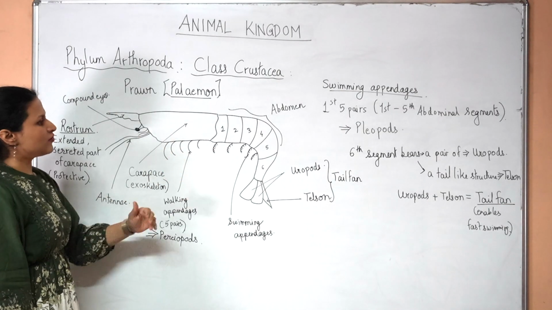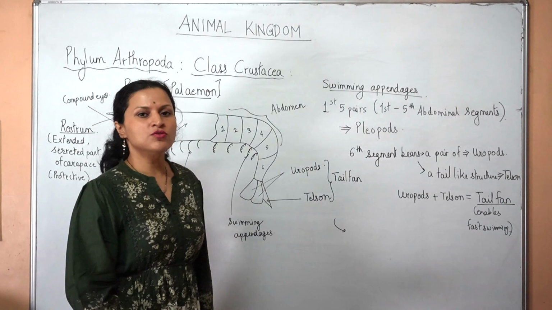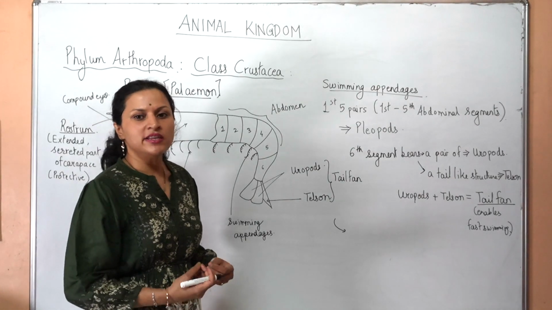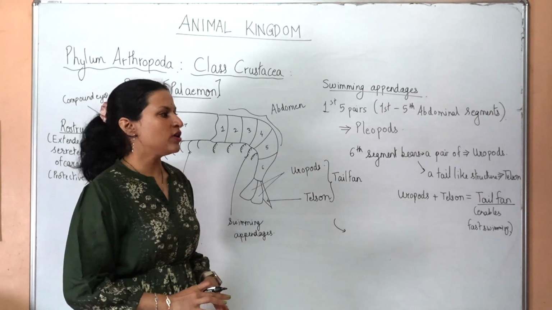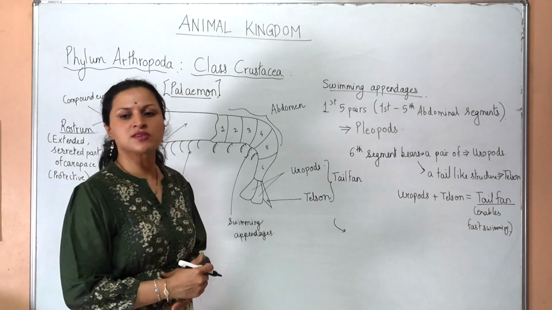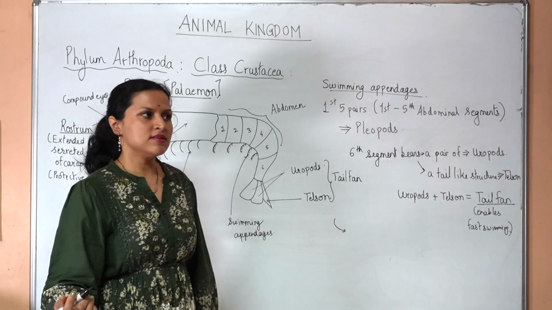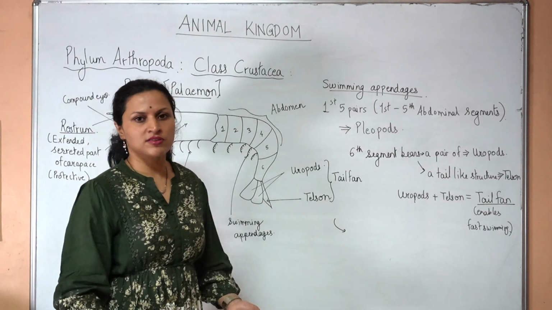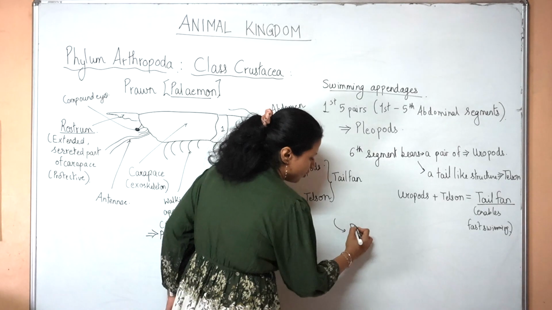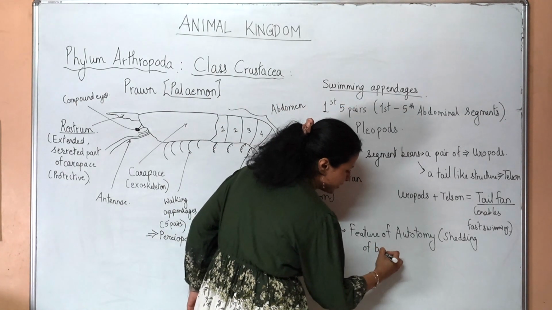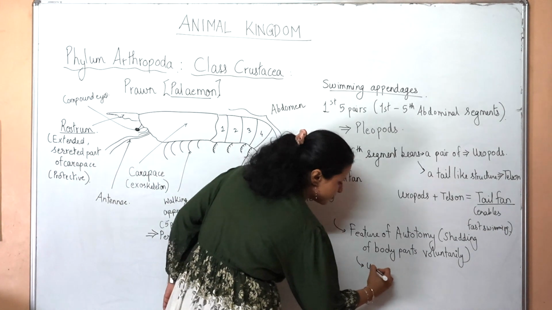So that was about the morphological features of prawn. Prawns are known to have this feature called autotomy, wherein they can leave specific parts of their body, like certain appendages which will keep on moving, which will distract the predator, and they can get away from the place. So, the feature of autotomy. Autotomy is shedding of body parts voluntarily. This feature is used as a defense mechanism.